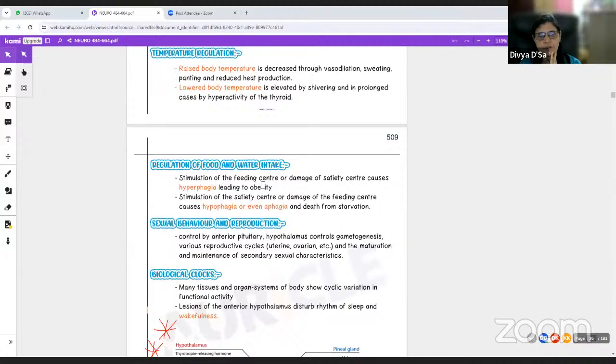Then the regulation of food and water intake. Stimulation of the feeding center or damage of the satiety center causes hyperphagia leading to obesity. Stimulation of the satiety center, or damage to the feeding center, causes hypophagia or even aphagia and death from starvation.